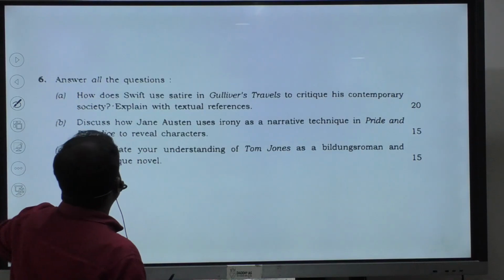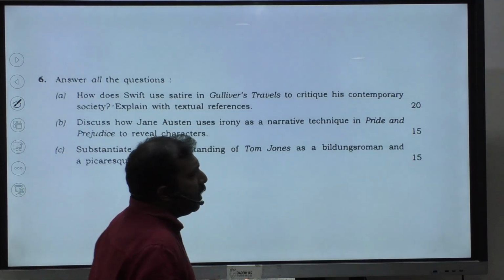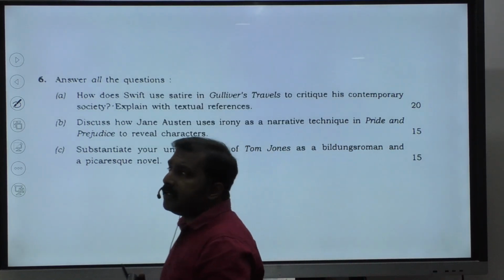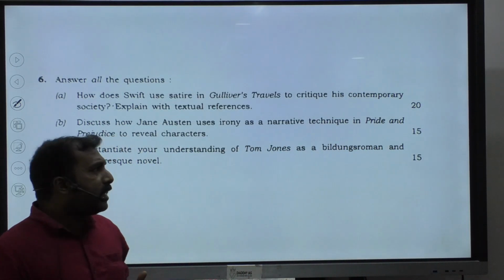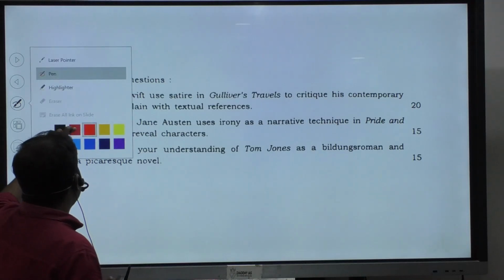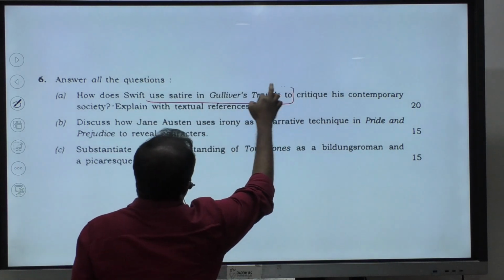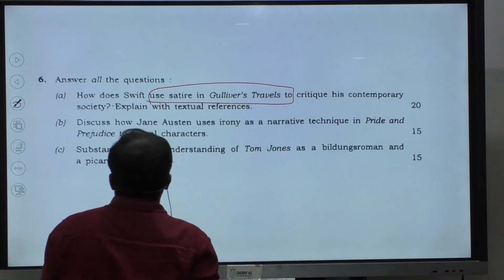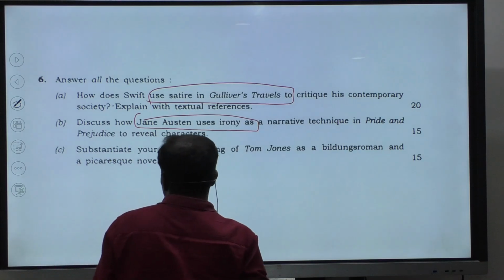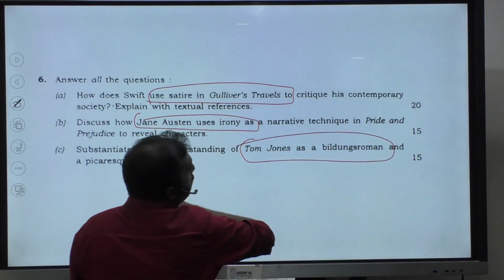So these are the questions in paper 1, section A. Then section B starts with the unseen poem. And like every year, section B mainly includes novels, and the important questions are all repeated. How does Swift use satire in Gulliver's Travels? Next, discuss Jane Austen's use of irony in Pride and Prejudice. And the third one is Tom Jones as a Bildungsroman novel.